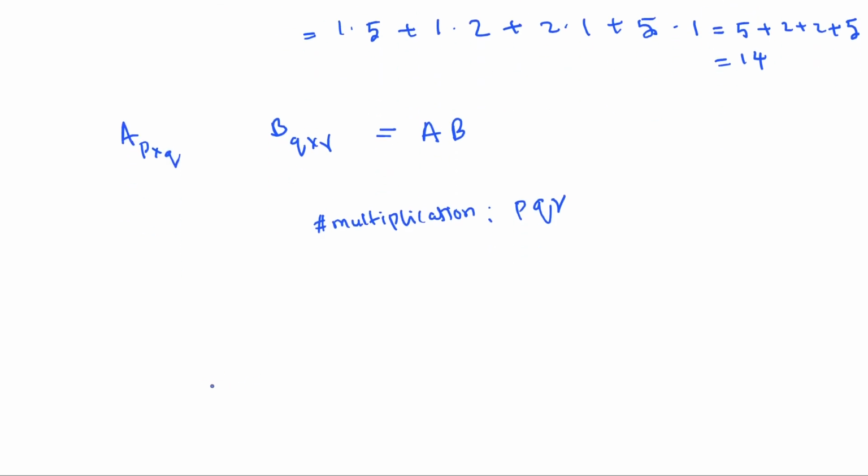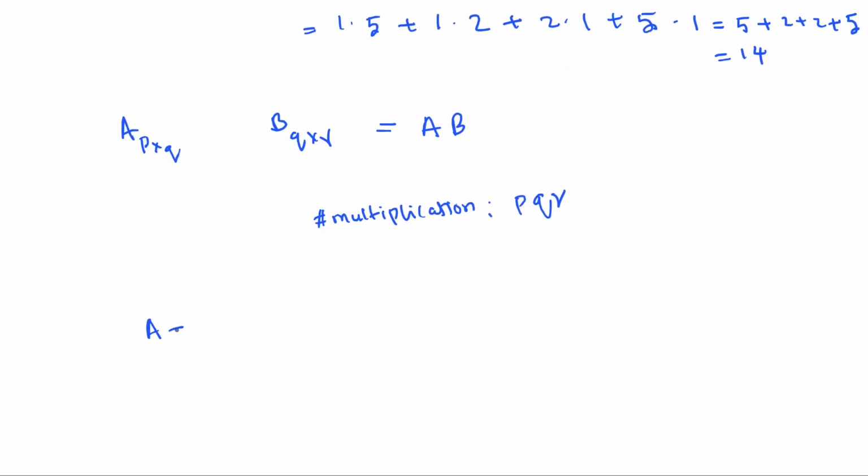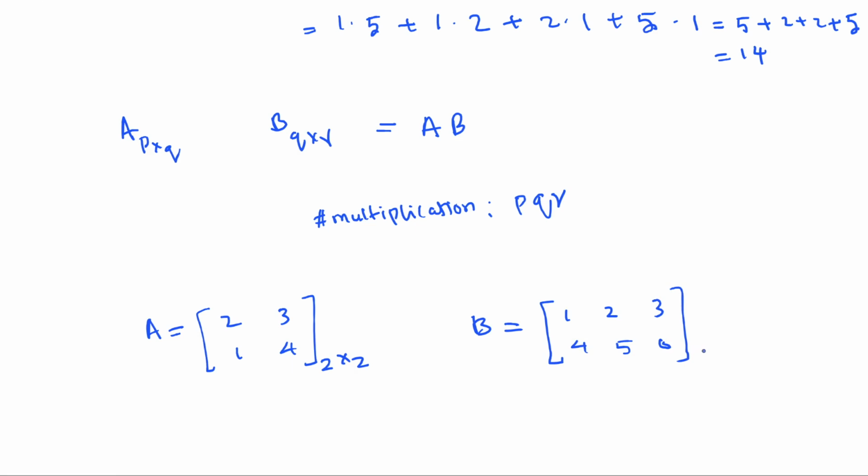So as an example, if I have a matrix A equal to 2, 3, 1, 4, so this is a 2 by 2 matrix, and another matrix B equal to, let's say, 1, 2, 3, 4, 5, 6, so this is actually a 2 by 3 matrix. So the number of columns of A is equal to the number of rows of B, so we can have the multiplication of these two matrices.